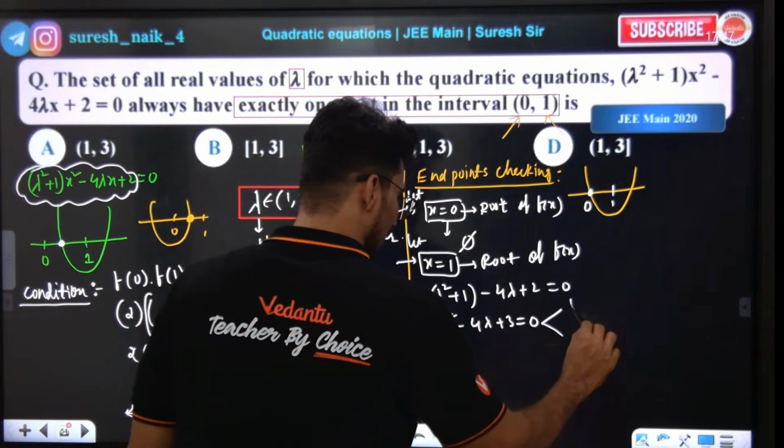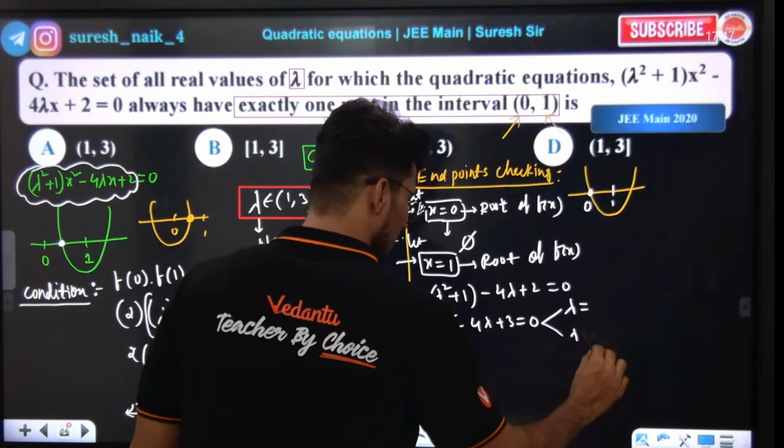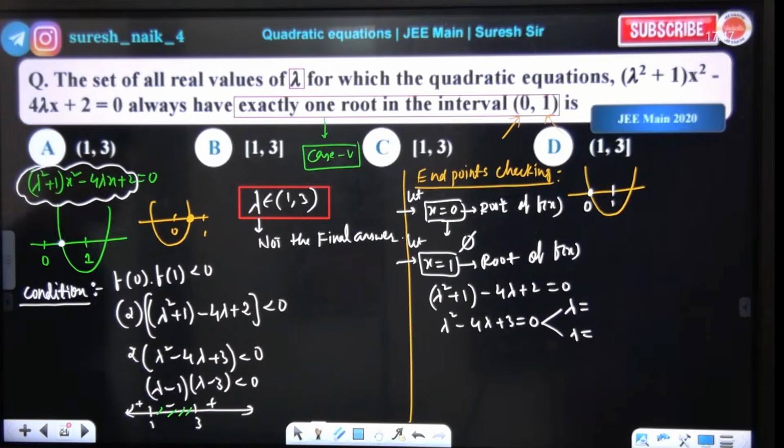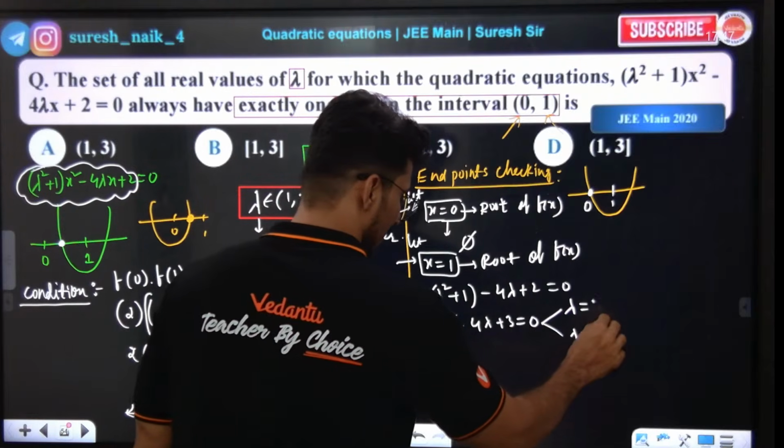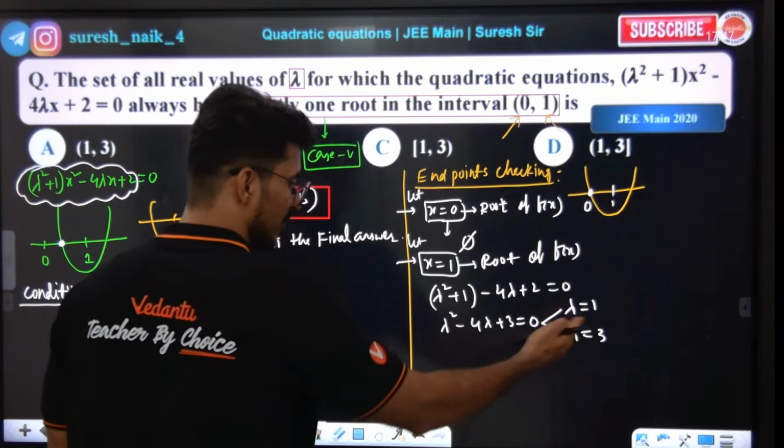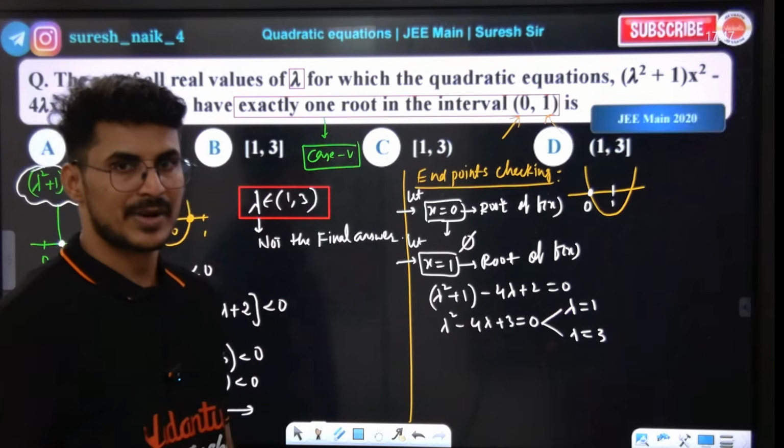This will give me 2 lambda values. Lambda value is equal to what? Tell me. Lambda value 1 and 3. 1 satisfies, 3 satisfies. Yes or no? Check. If you take lambda value 1 and 3, what am I going to get? Lambda value 1 is a possibility, 3 is a possibility. If we simplify, we'll get lambda as 1, lambda as 3.